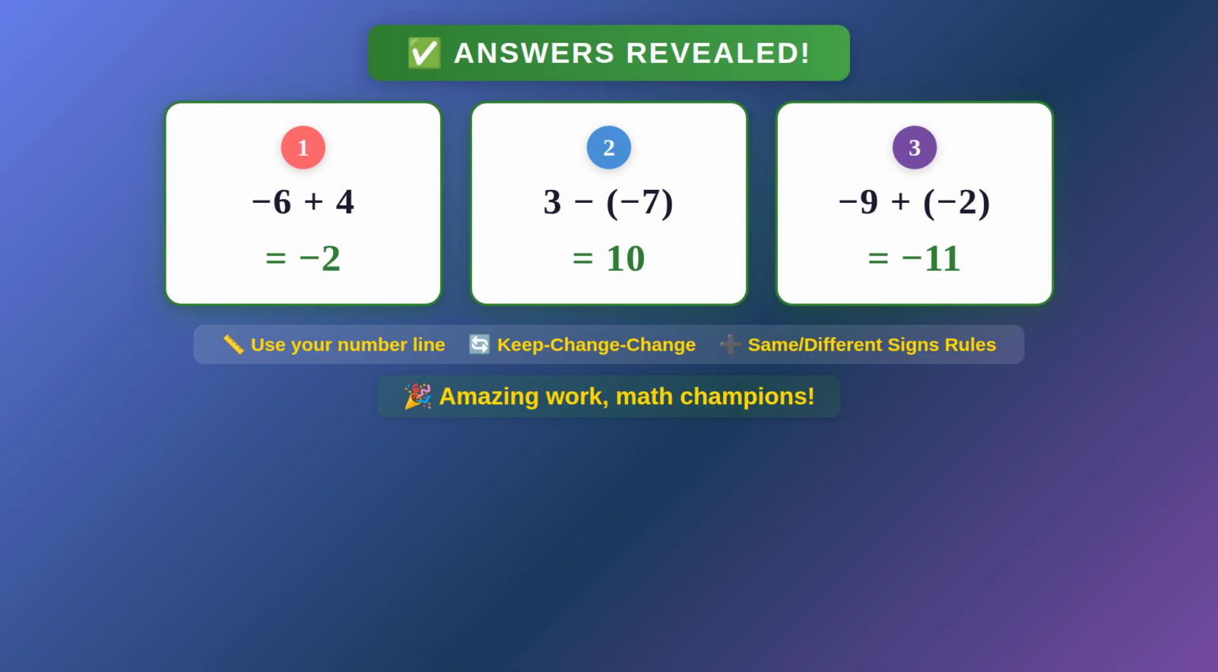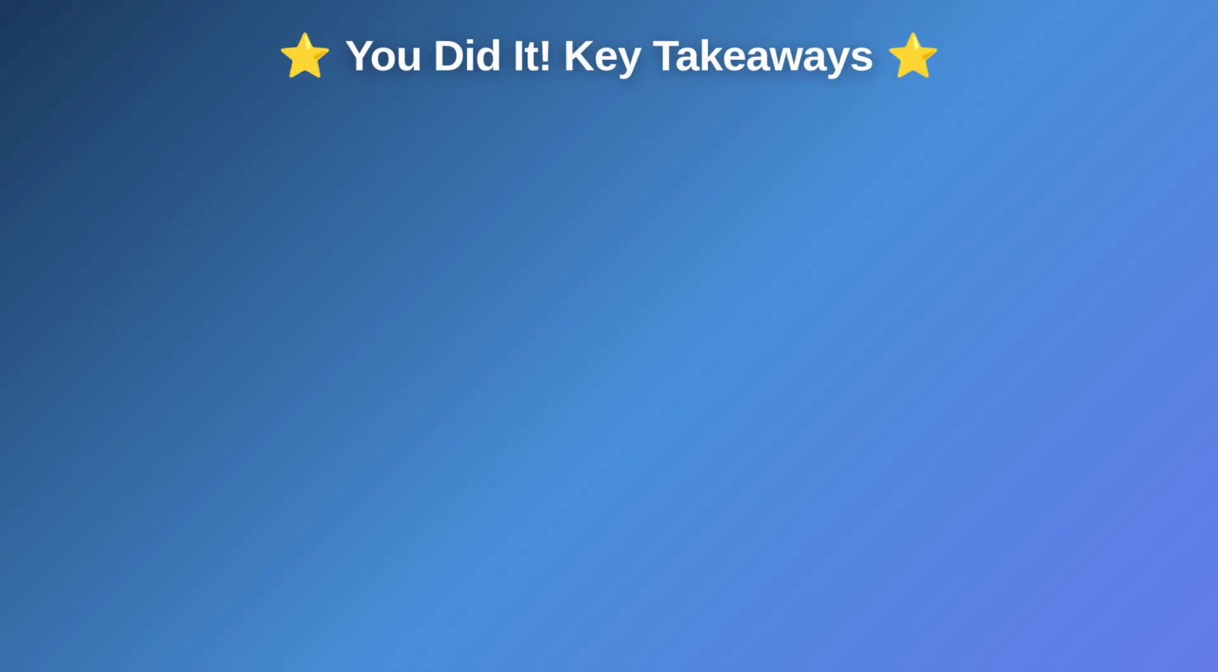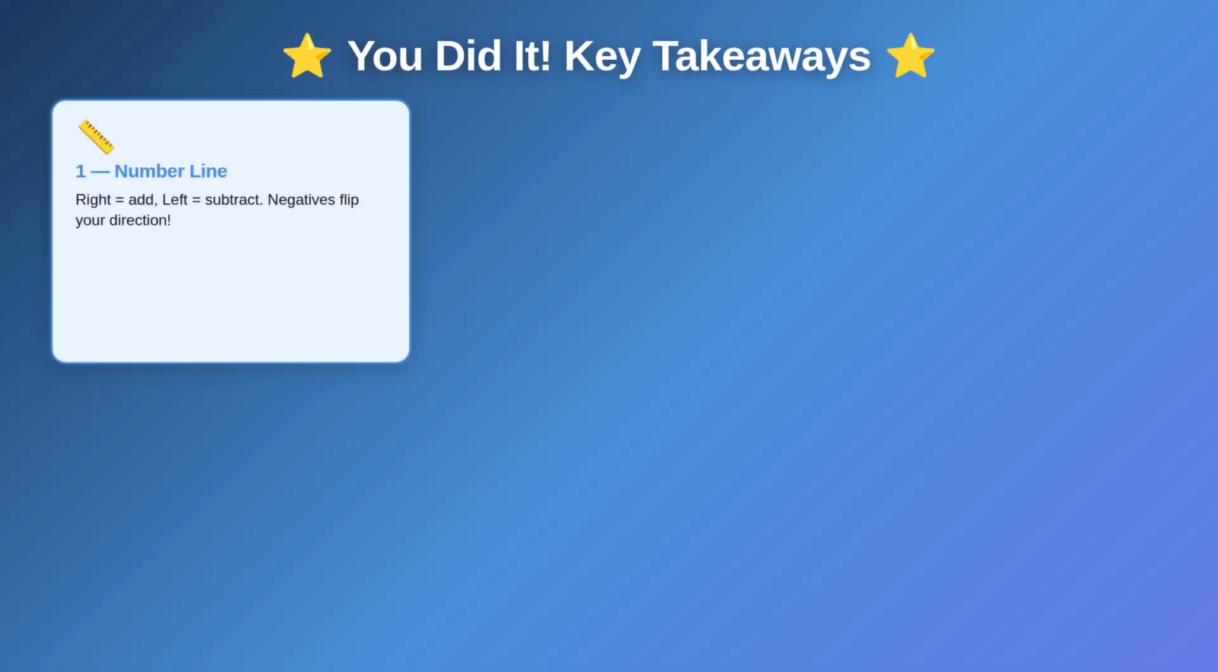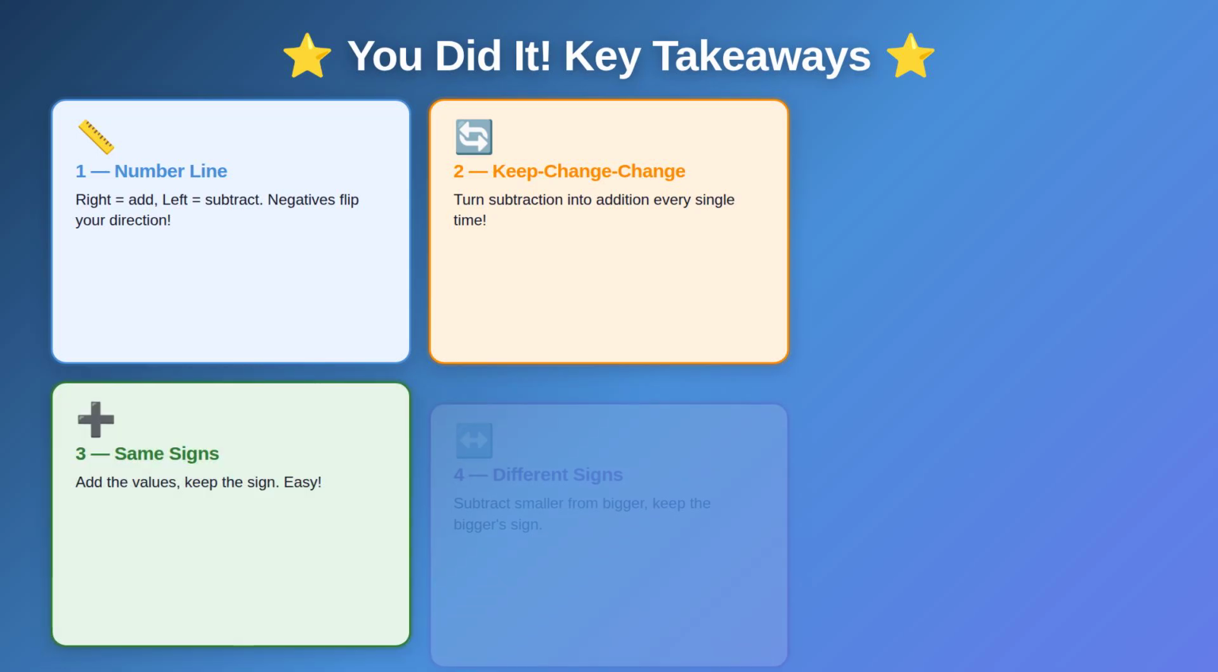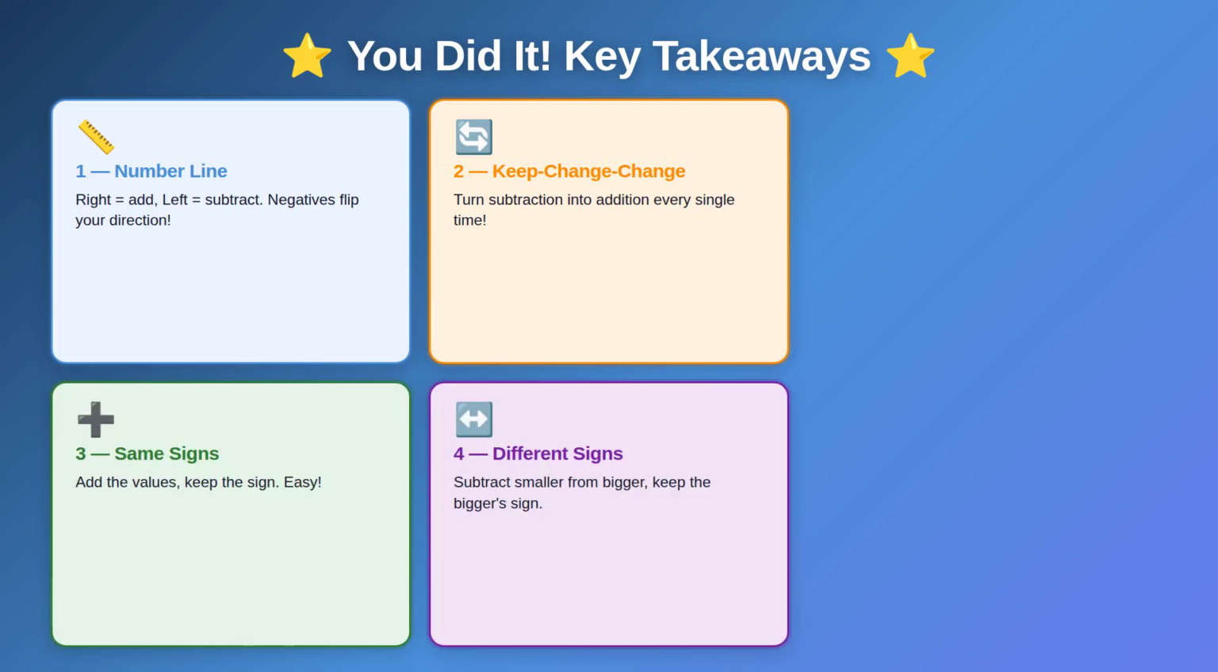Problem 1, negative 6 plus 4 equals negative 2. Problem 2, 3 minus negative 7. KCC gives us 3 plus 7 equals 10. Problem 3, negative 9 plus negative 2. Same signs, equals negative 11. How did you do? Amazing work. You absolutely crushed it today.